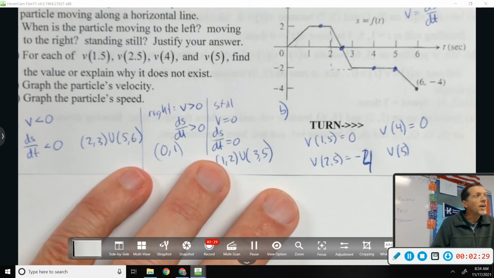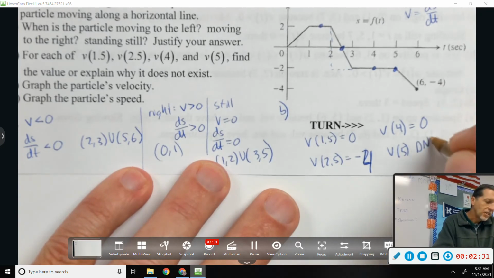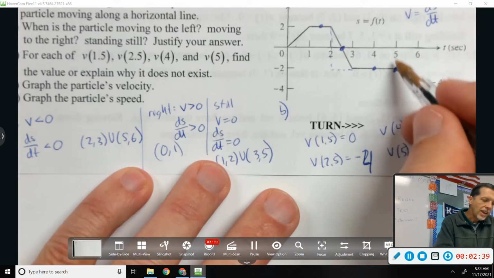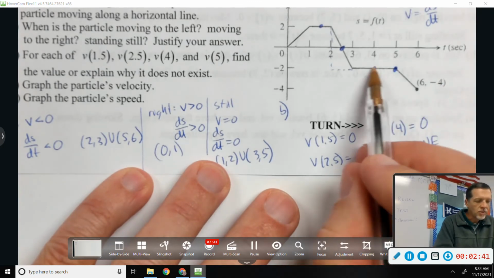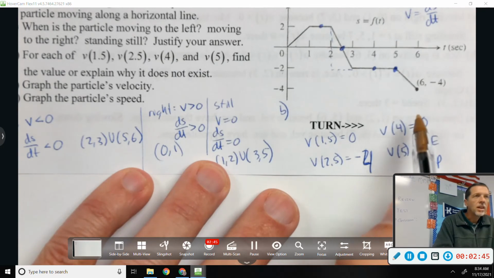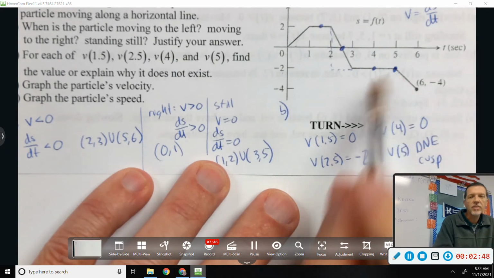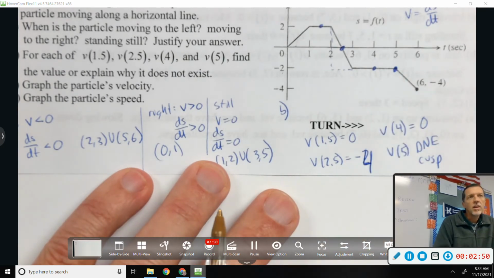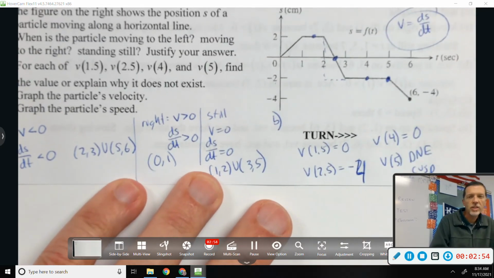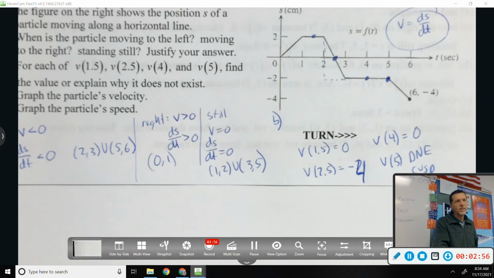D and E. Why is it D and E? There's a cusp. At 5, there's not a slope at 5 because on this side it's 0, on this side it's negative something. There's a cusp there. There's no derivative at 5. Okay. Right? And v is the derivative of s, so if there's no derivative, there's no velocity there.